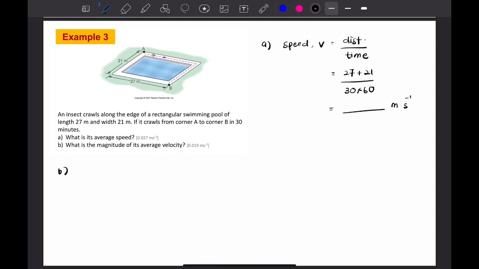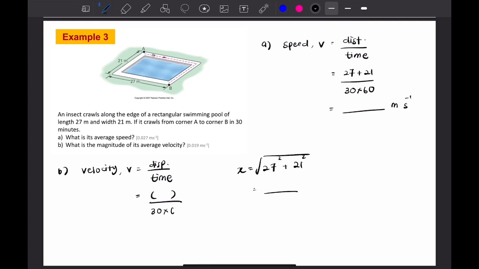And then for B, what is the magnitude of its average velocity? So velocity is equal to displacement over time. The displacement is the shortest distance, the distance from initial to final. So we have a triangle here. How to find the A to B hypotenuse? We are going to use the Pythagorean theorem. So 27 square plus 21 square, square root the answer, and then you get the displacement from A to B. So you substitute the displacement and divide by 30 times 60, and then you get the answer in meter per second as well. Very easy, very straightforward.